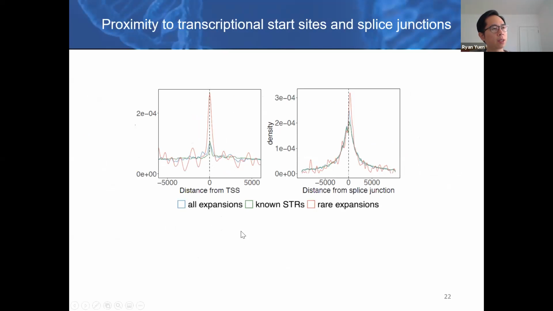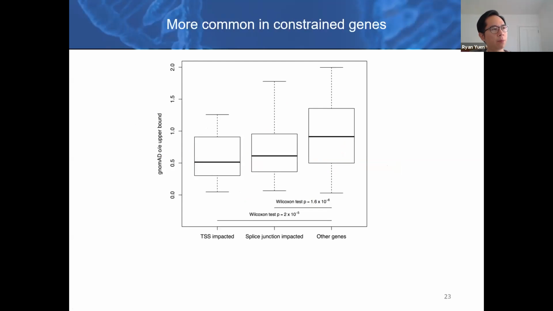This is just another way of looking at the distance between the rare expanded tandem repeats to the location of the transcriptional start site or the splice junction, compared to the known tandem repeats or the other expansions. So they are more likely to be found at these transcriptional start sites and splice junctions. And we also compare it against other genes when they are impacting the transcriptional start site or the splice junctions. They seem to be impacting more of the constrained genes, meaning the genes that would have a smaller number of protein truncating variants in the general population.